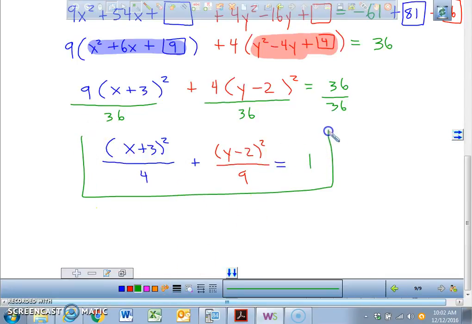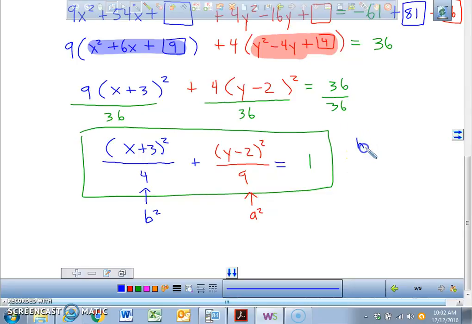Now, in an ellipse, your a squared is always the biggest. In a hyperbola, your a squared is what's leading out. So here, I need you guys to understand that this 9 right here represents your a squared, and this 4 right here represents your b squared. So whichever is the largest in the denominator for an ellipse, that's going to help you determine which is your a squared or which is your b squared.